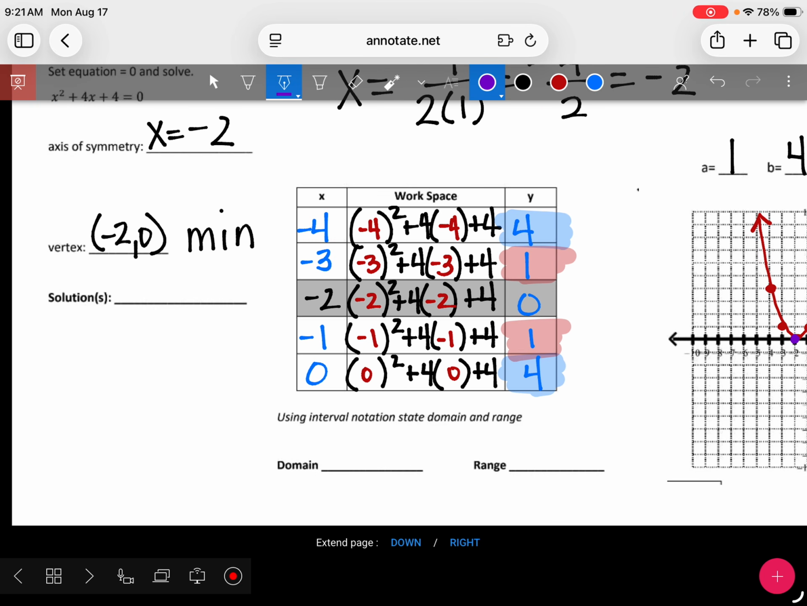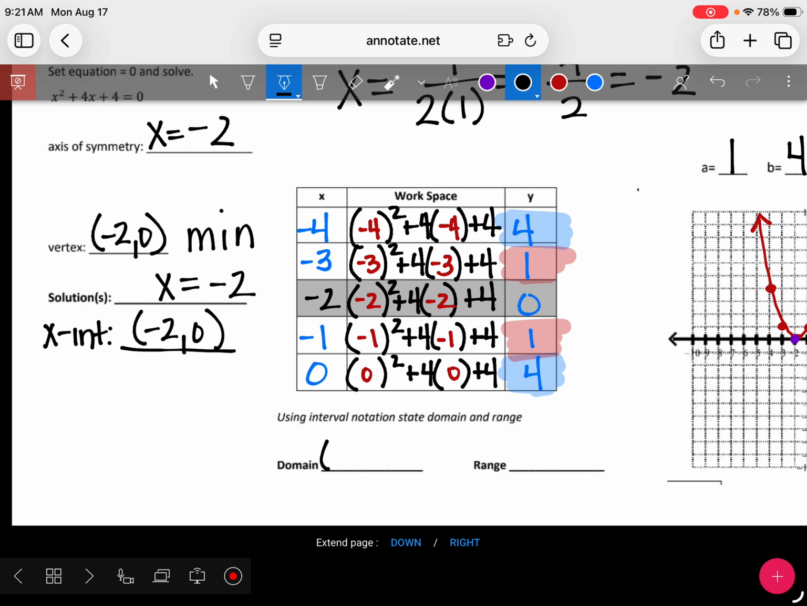When you first do the vertex and you use the formula and get your answer, can you just write that as one of the answers already? Yeah, you sure can. So my solution, I would write that as just x equals -2. See, it's the exact same as the axis of symmetry. That doesn't happen often though. But if I ask you for the x-intercept, you have to write that as an order pair.